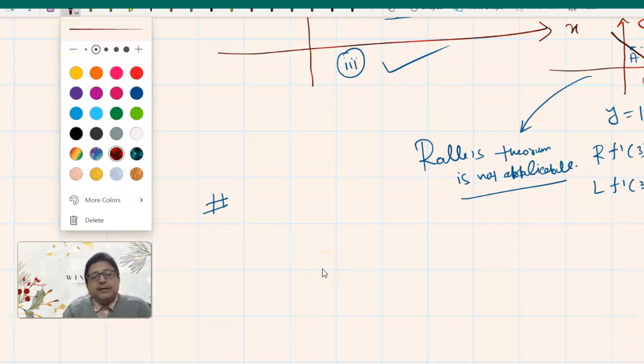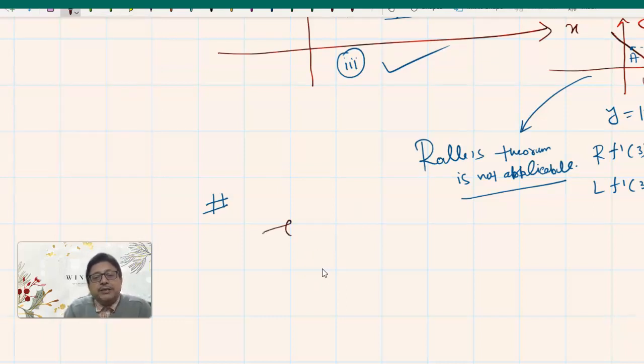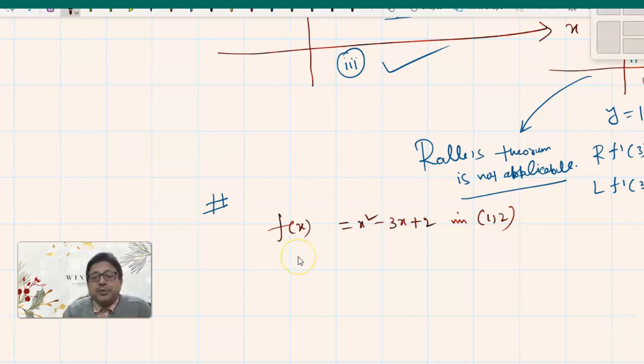Let us take the simplest example, that is f(x) equal to x square minus 3x plus 2 in [1, 2]. Can we use Rolle's theorem in [1, 2]? We take it as a closed interval at this moment. The derivative we will check in the open interval. Is Rolle's theorem applicable for this function? Graphically, you will say that I have the answer.